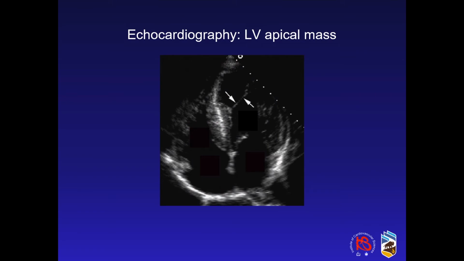This is an example of a linear density present within the LV apex that originates from the interventricular septum towards the lateral wall, and this is consistent with an LV apical false tendon.